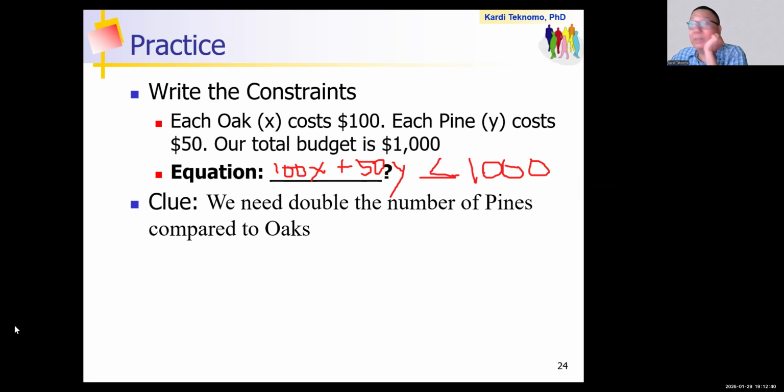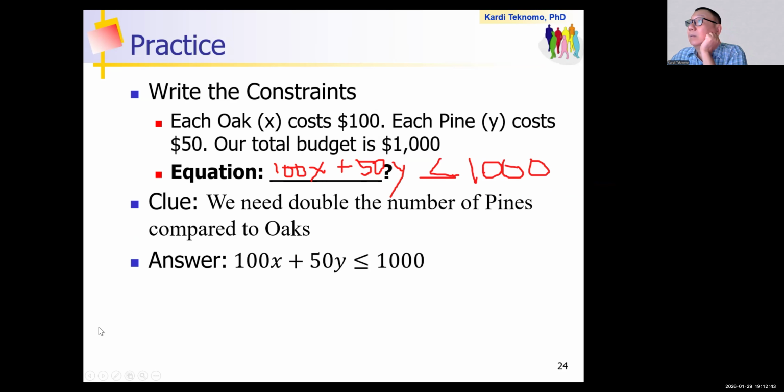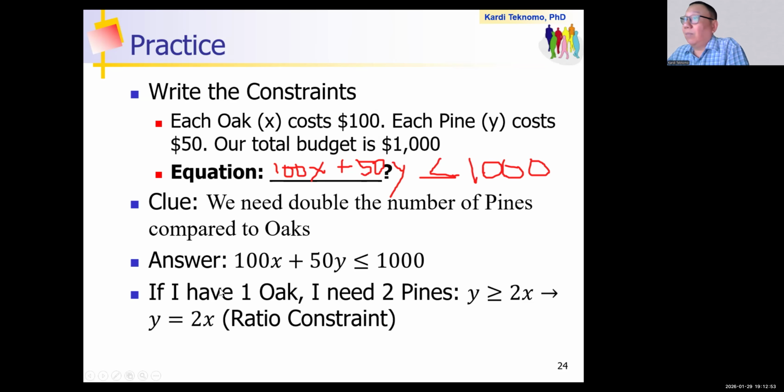Okay. Very good. So you have that. Is it clear? So if I have 1 oak, I need 2 pine. So this constraint, you can simplify into y larger than 2x. That means y equal to 2x in the ratio constraint. So this is called ratio constraint. The budget is standard, but the ratio constraint is a little bit tricky. So I just want to introduce this here.